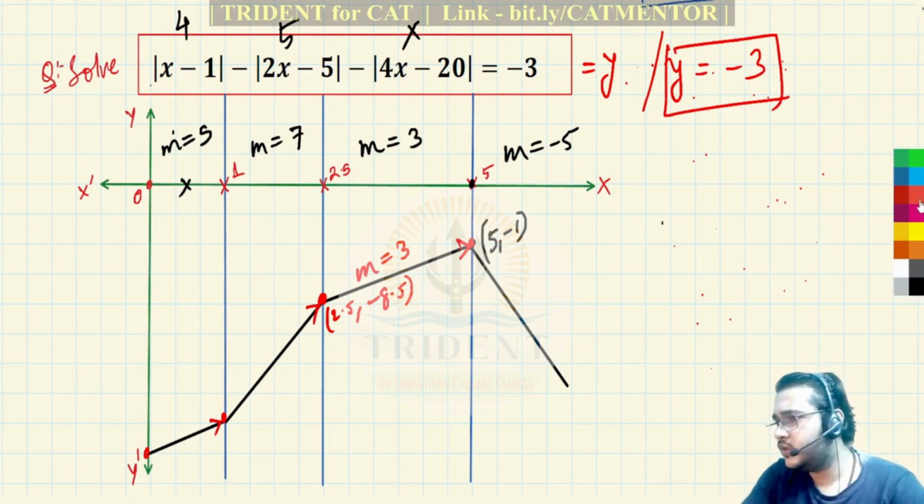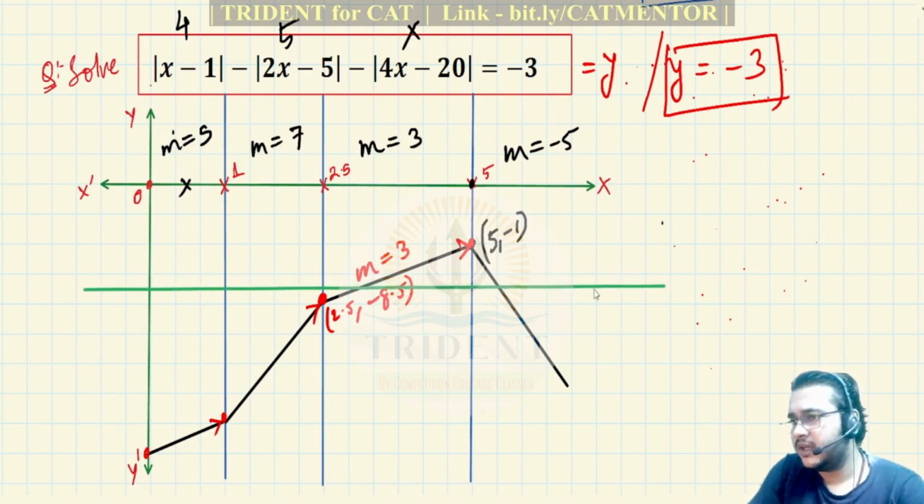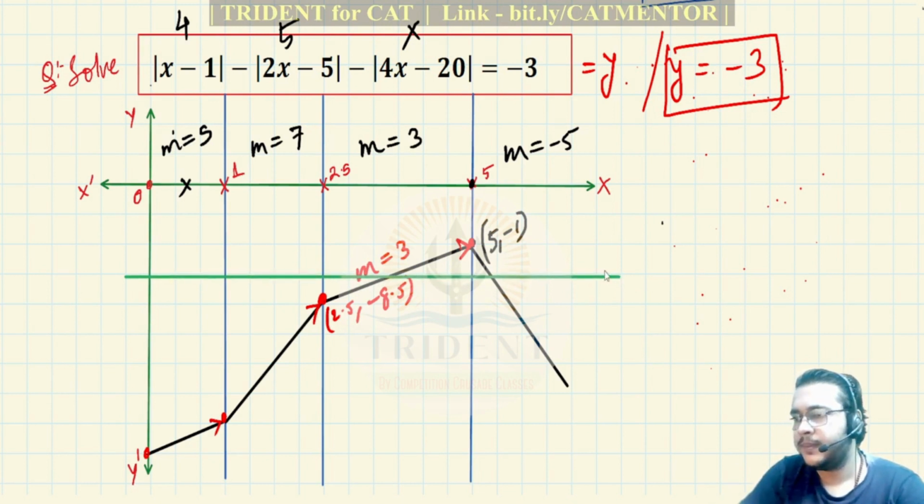Let me choose a different color. So y equals -3 will be somewhere over there. Or if we make it a bit higher, somewhere over there. Okay, all right.